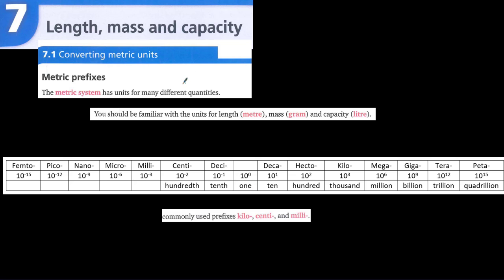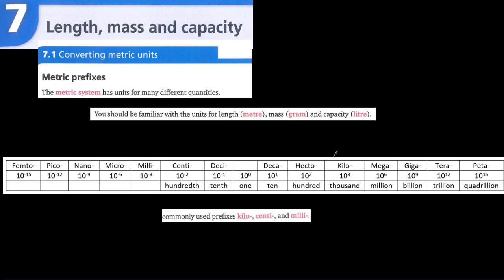Hi dear students, we are starting a new chapter, length, mass and capacity, and the first lesson is converting the metric units. Here we are going to deal with the metric units. The metric units are meter, gram and liter. If we are talking about length, our metric unit is meter. If we are talking about mass, the gram, and if we are talking about capacity, our metric unit is going to be liter.